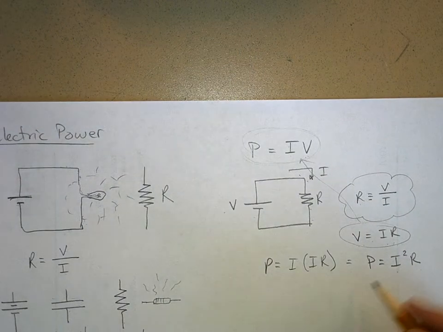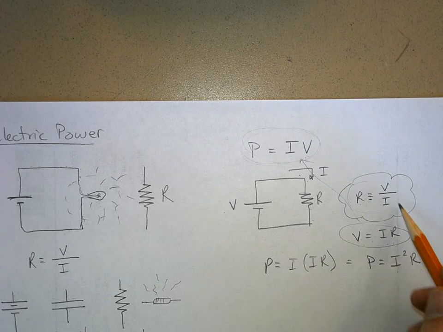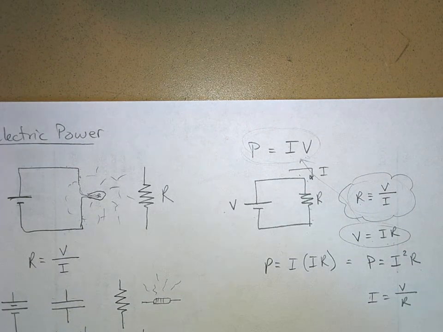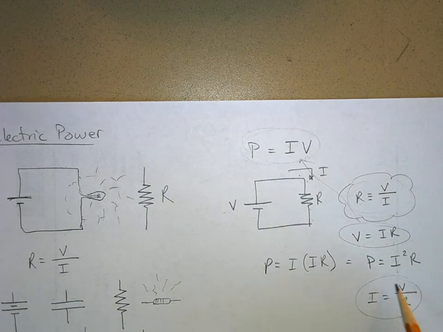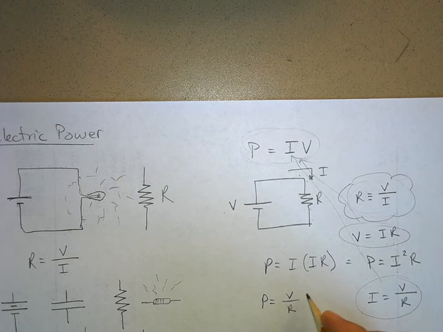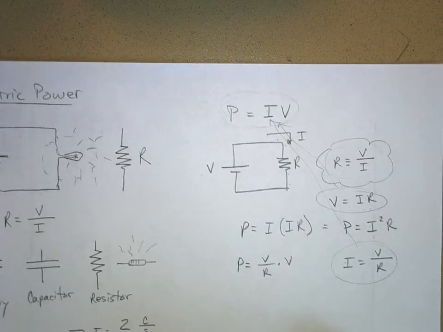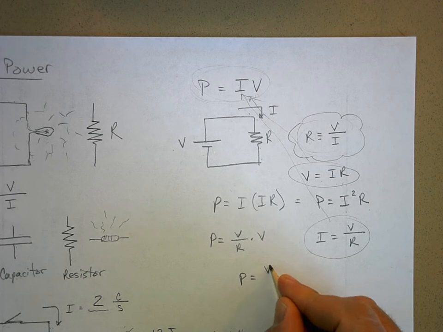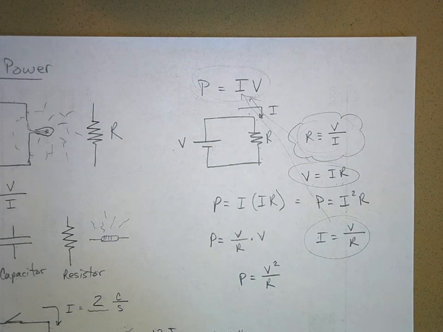Now, of course, I can solve this equation here for I. I can say, oh, current is equal to voltage divided by resistance. And then I can take that and plug it in up here. And when I do, I get power equals the current, which is V over R, times V. And so I get another power equation. V times V is V squared. So power is equal to the voltage squared divided by the resistance. So the way I got this was just using Ohm's law.